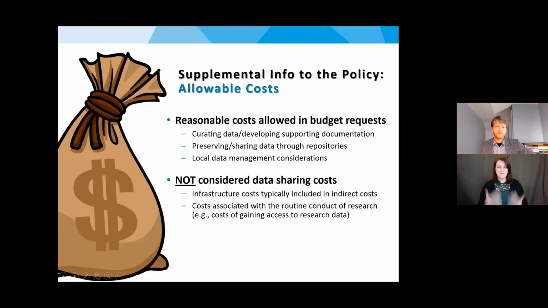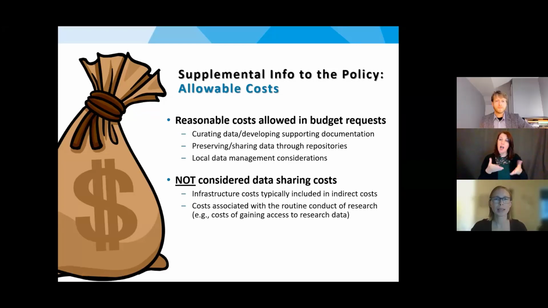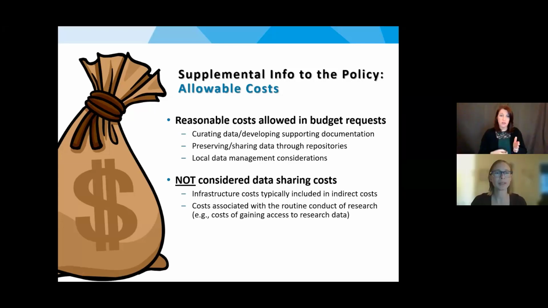Great, thank you. So we've also provided supplemental information on allowable costs, highlighting what type of costs can be considered cost of data management and sharing allowed in budget requests. And those costs that are allowed in budget requests will include things like curating data, developing supporting documentation, preserving and sharing data through repositories, and local data management considerations. Costs that cannot be considered part of data management and sharing include infrastructure costs, which would typically be included in indirect costs, as well as costs associated with the routine conduct of research. Next slide, please.